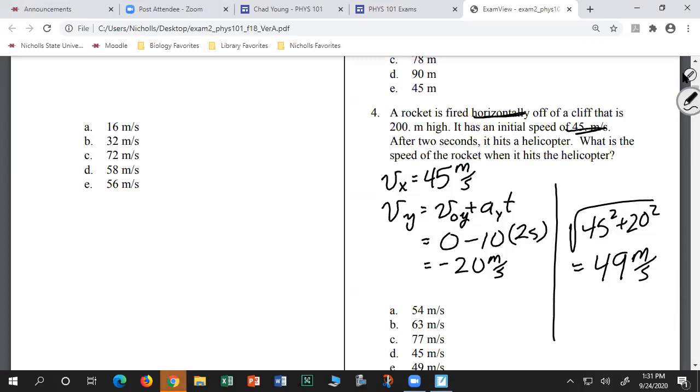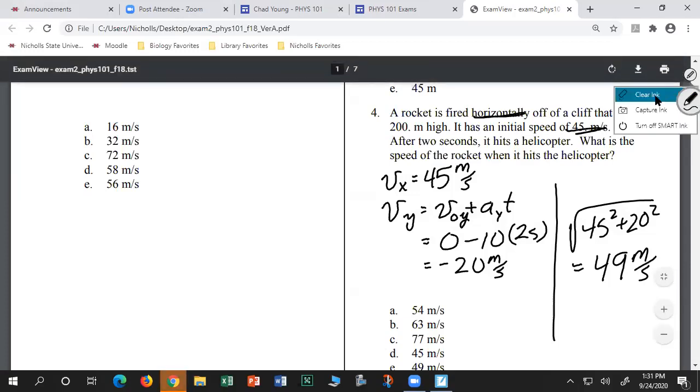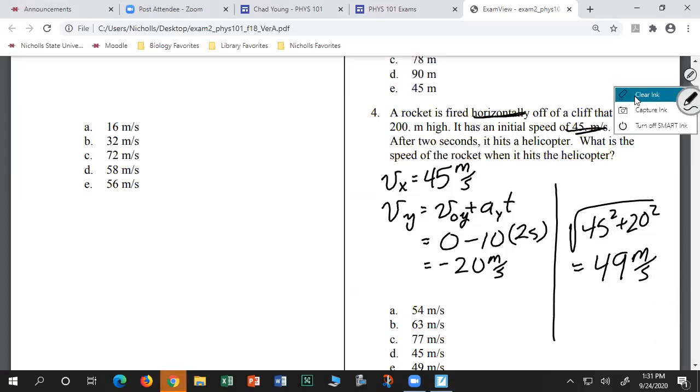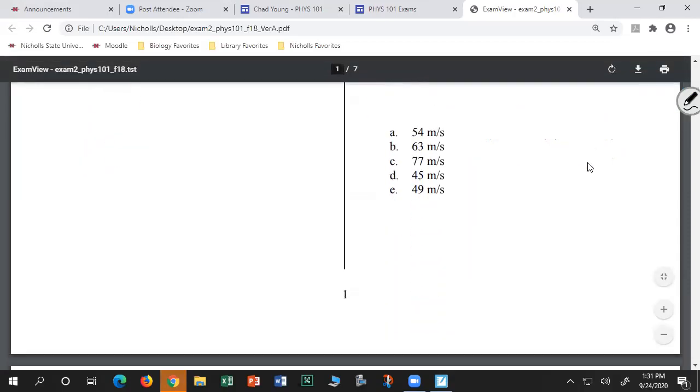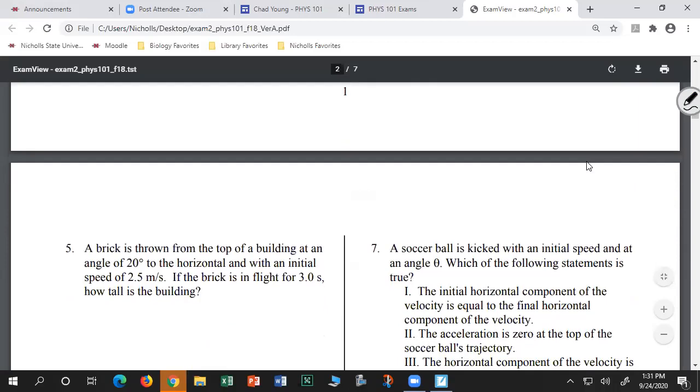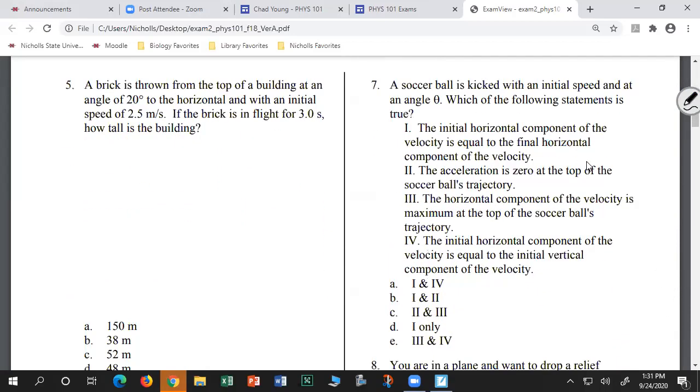All right? Is this clear? Questions? Specific questions? How about the conceptual questions? Are you okay on that? Like, for example, this number 7. The initial horizontal component of velocity is equal to the final horizontal component of the velocity. Is that correct?